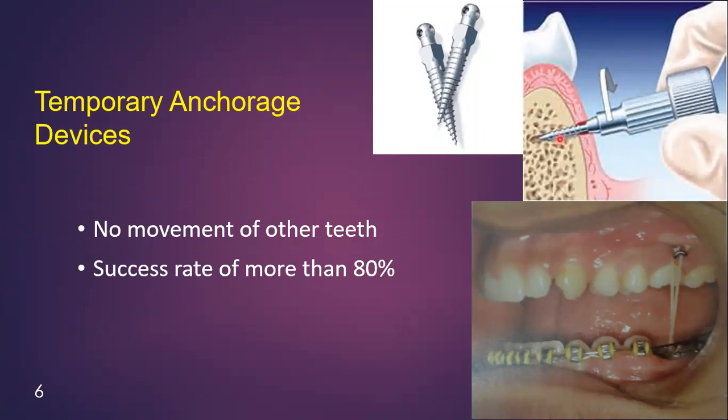Temporary anchorage device: no movement of other teeth occurs because this attachment, or you can see a screw, is attached in the alveolar bone. Here you can see it is attached and traction is applied. So no tooth movement occurs. So success rate is more than 80%.